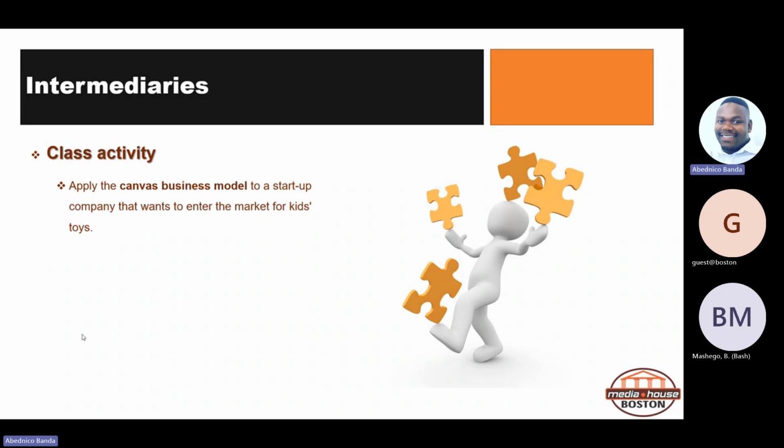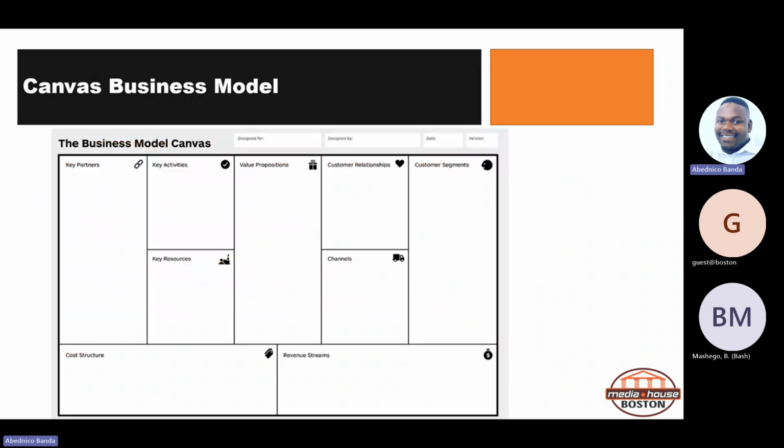Now we are going to have an exercise, guys. So let's apply the canvas business model. Here it is, and it's blank here. So we need to fill this thing. It is the same template, guys. We are just filling it, looking at a kid's toy. So let's say we have decided to start a company that sells toys for kids who are at the creche, who are 5 years and younger.